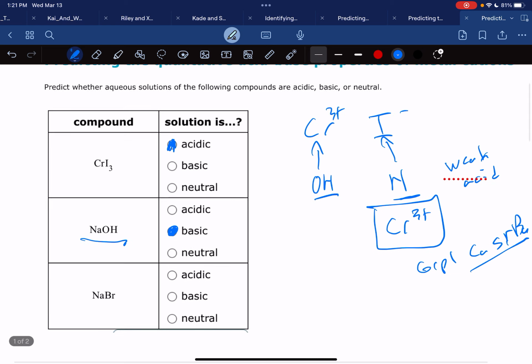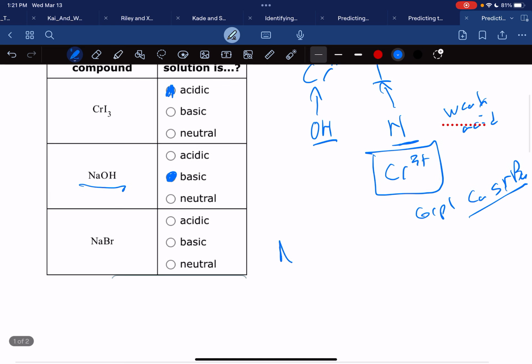But let's take a look at NaBr. If you take a look at NaBr, that's Na plus and Br minus. This is not a transition metal, which indicates to us that if it's group 1 or group 2, it's always going to be the conjugate of a strong base, which means that this is going to be a pathetic acid. So the Na portion of this is neutral.